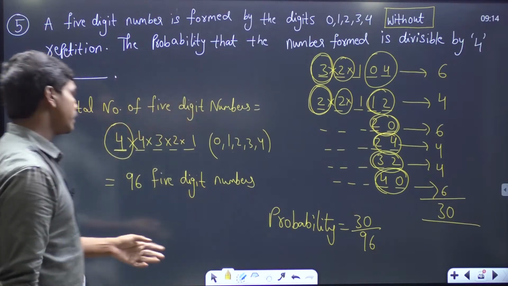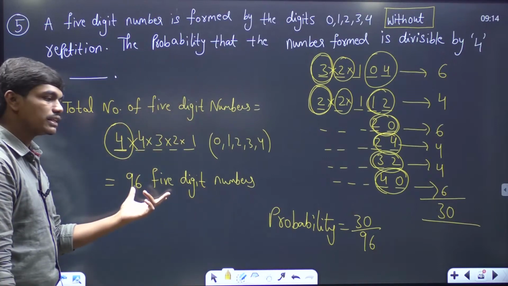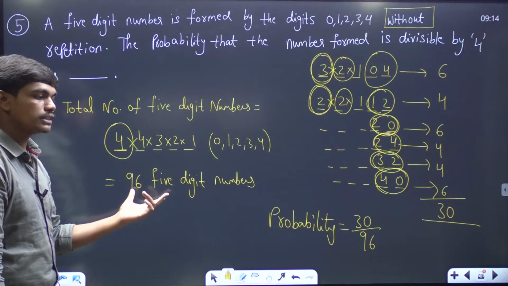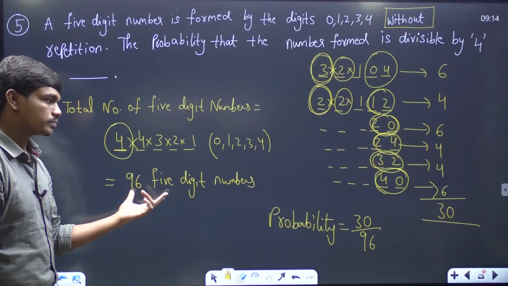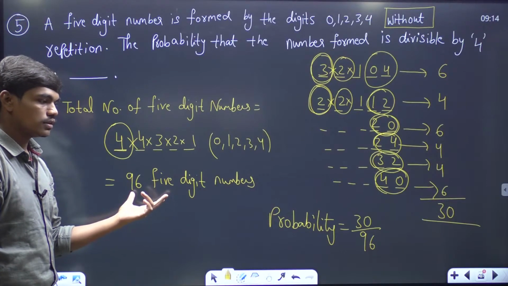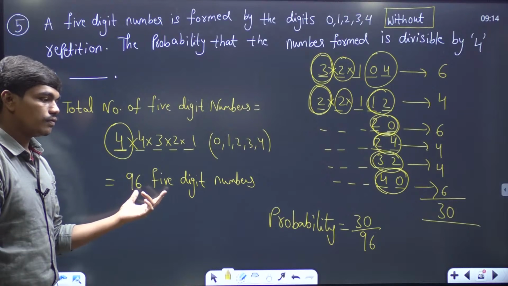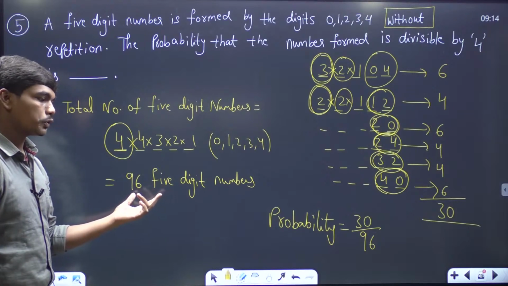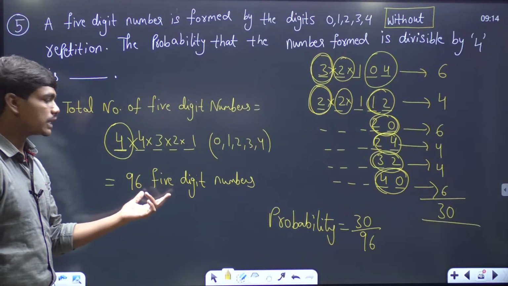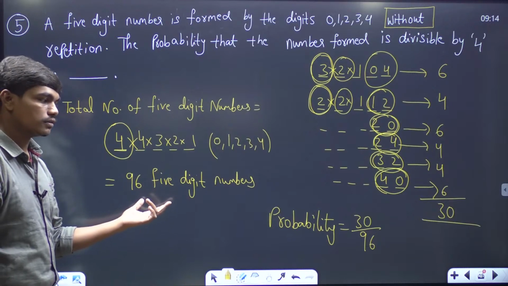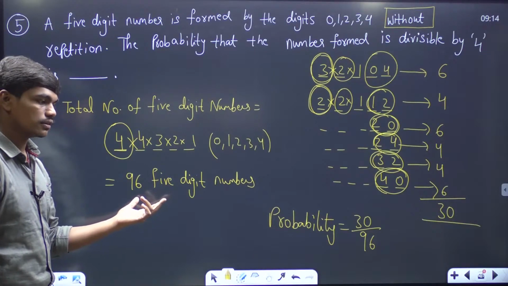Vijay Sai, first tell me, did you understand this? Why is this 96? Please say yes or no. Vijay Sai, I am talking to you. Please tell me whether first of all you understood these 96 5-digit numbers or not? How is this 96?